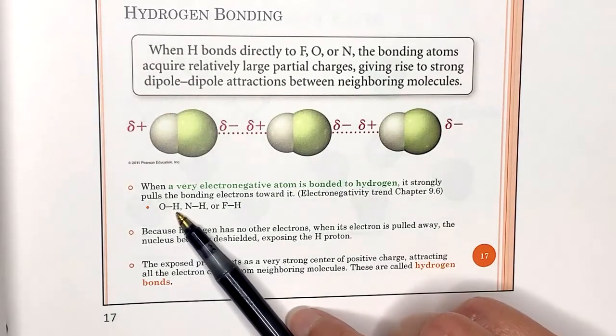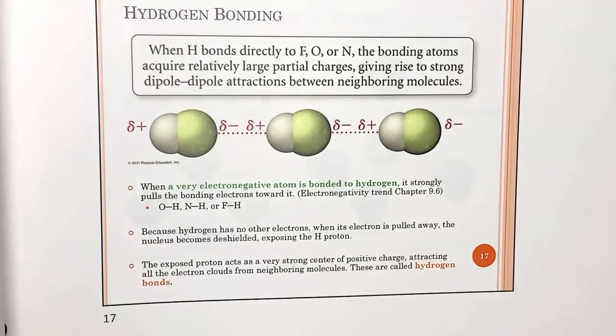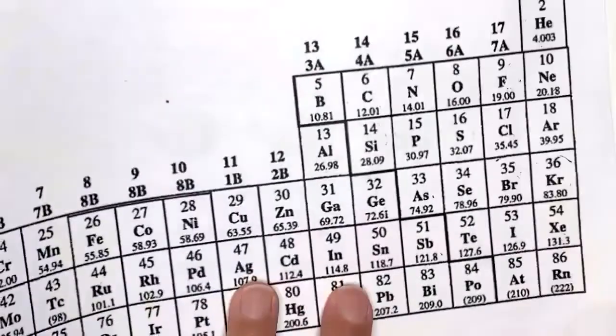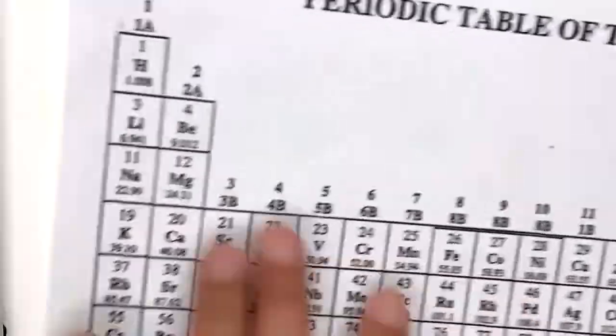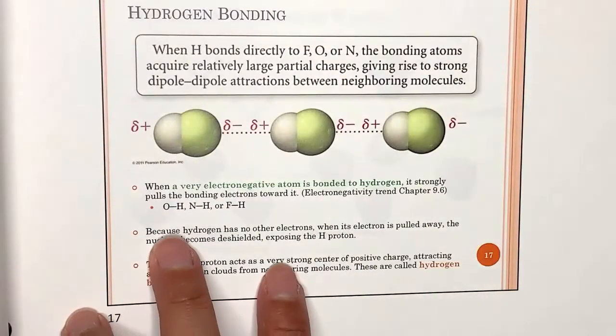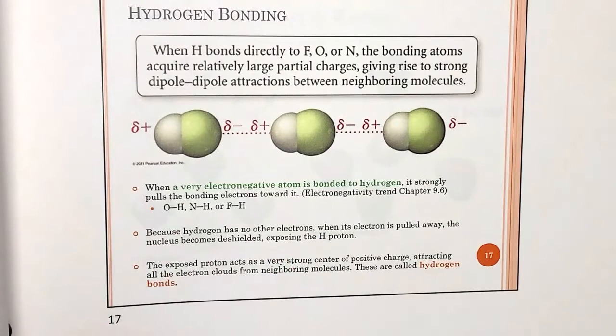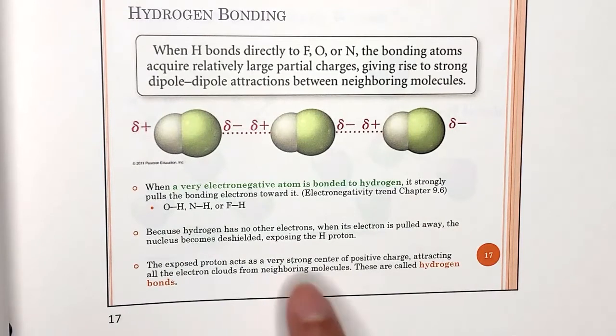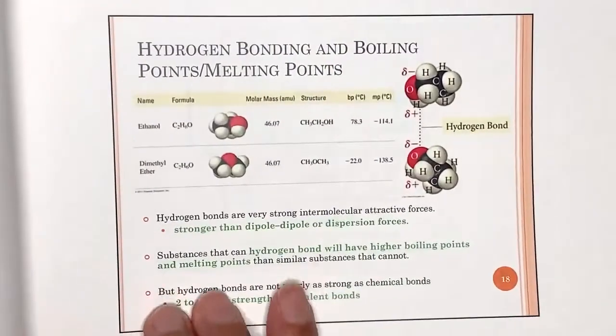So O and H is one, NH and FH. I want to show you the periodic table. Basically, N, O, F bonded with H. Those are the guys that will have hydrogen bonds, because they're super strong types of polar bonds. We just gave them their own category called hydrogen bonding. It's really, really strong, even stronger than dipole-dipole. So anything that has hydrogen bonding is going to have a way higher boiling point than anything that just has dipole-dipole or London dispersion. So let's take a look at how hydrogen bonding can affect things.